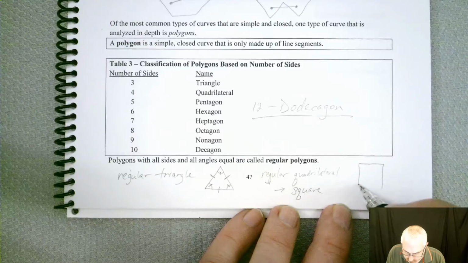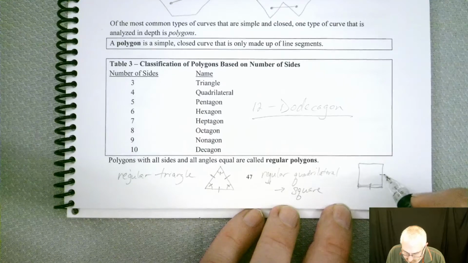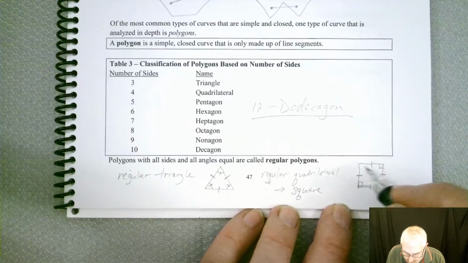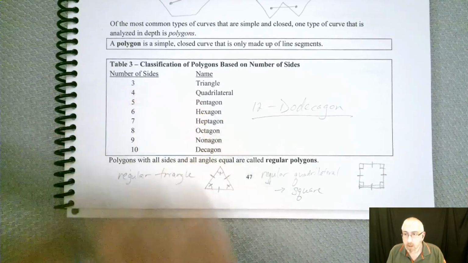And we know what a square looks like, right? So again, all the sides are the same length. Try to get them the same length. And we can put a line in each side. And we can put a little right angle in each corner. So yeah, we know what a square looks like, but that's an example of a regular polygon, a regular quadrilateral.